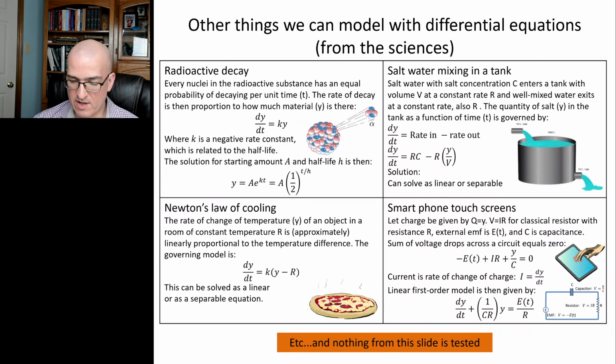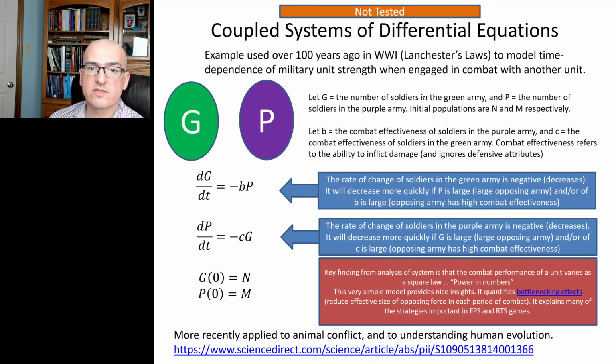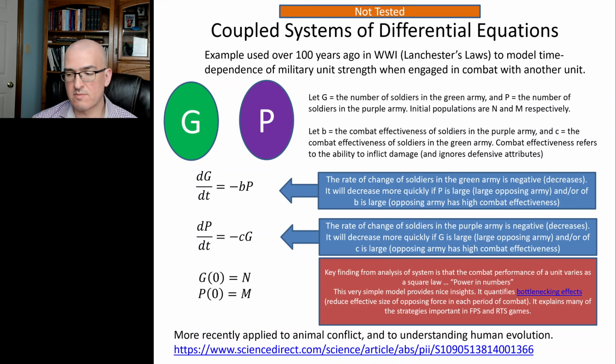But I want to talk about one more thing that isn't tested, one more application. There's so many. Actually, I lied. There's so many. I want to talk about one more that's not even here. SIR models of diseases, models that are used by governments and by organizations to model the spread of diseases like the flu, like Ebola, COVID-19, different types of illnesses.